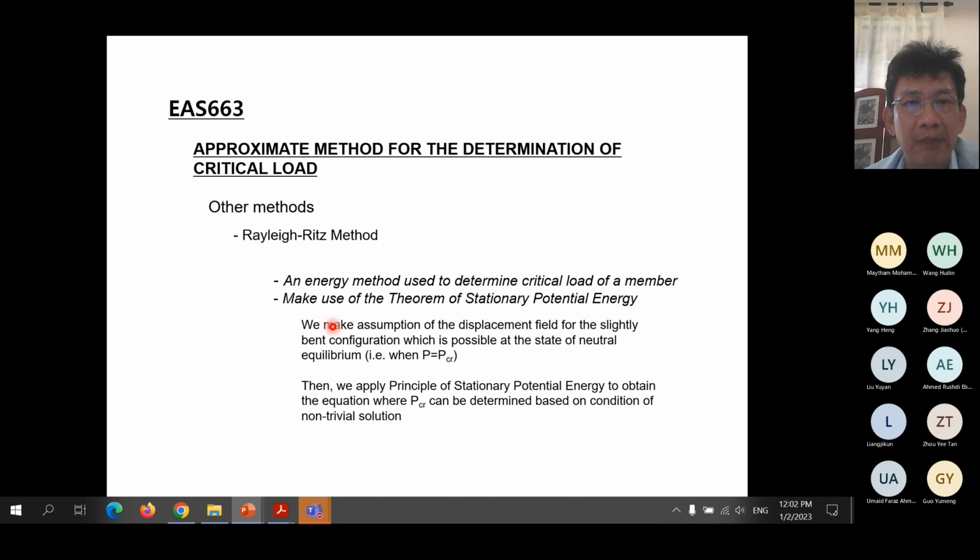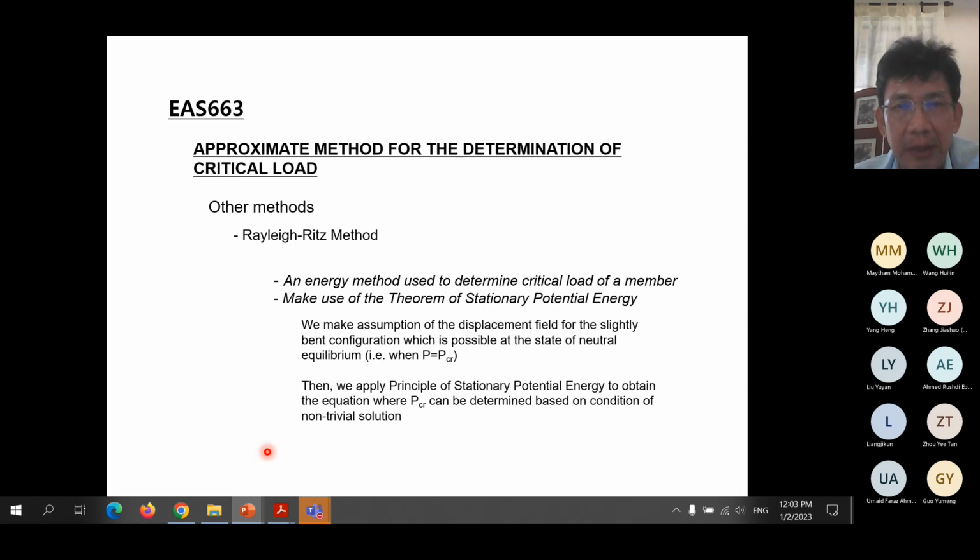Okay. Now here I have added these two points, which are not in the notes that I shared originally with you. So basically in Rayleigh Ritz method, as you can relate to Rayleigh Ritz method that we cover in EAS661, we have to make assumptions about the displacement field. So far, when we determine P critical, we don't make any assumptions about the buckling shape, or what we call the slightly bent configurations. So we derive equations, okay, and we make use of methods like the slope deflection equation method to determine P critical. But we don't make any assumptions about the displacement field.